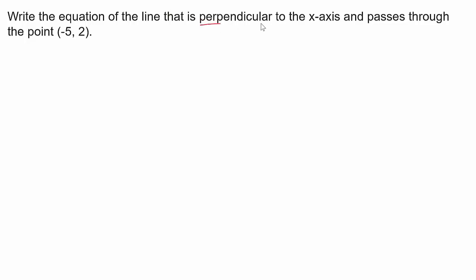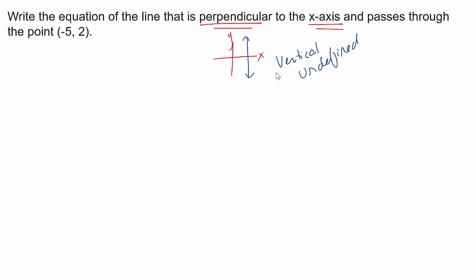Write the equation of a line that is perpendicular to the x-axis and passes through the point -5, 2. Well, it's important here, you need to know what perpendicular to the x-axis means. So if we think about this, this is our x-axis, this is our y-axis. If it's perpendicular to x, it's going to look like this. This is a vertical line, and vertical lines have a slope that is undefined, and there's a video on vertical and horizontal lines that you may need to watch to have this make more sense. But we know that vertical lines have undefined slopes, and so we have a special way to write these.